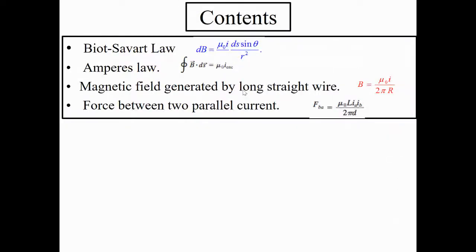So today, we are going to discuss only a few topics in this chapter. The first thing, we are going to study the concept of the Biot-Savart law. By using this law, we can find the magnetic field. After that we are going to study the important rule, Ampere's law, and then the magnetic field generated by a long straight wire, and finally the force between two parallel currents.